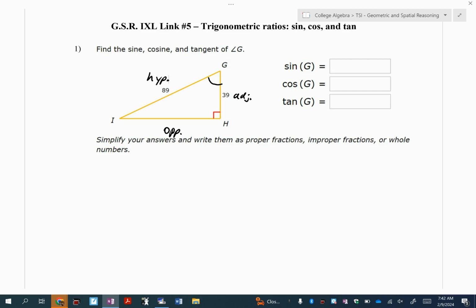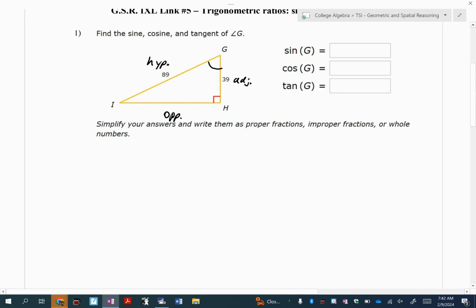So the opposite is directly across from the angle you're doing? Correct, yes. And then the adjacent one should be next to. So where I wrote opposite is actually the adjacent side to angle I. So just be careful when you're doing opposite and adjacent. Okay, so let's see which ones I know.